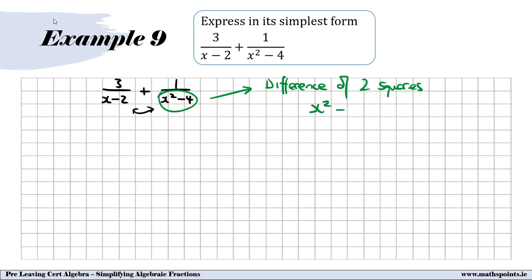So I know that x squared minus 4 is equal to x plus 2 on x minus 2. And by doing that, I can see that the product here, x plus 2 and x minus 2, contains the denominator of the other fraction, x minus 2.